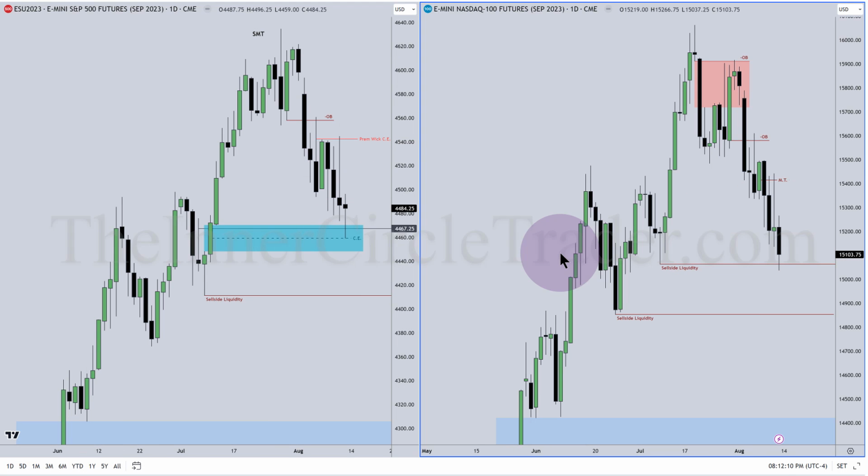Daily chart, E-mini S&P on the left-hand side. Right away, you want to take note of the SMT divergence. Look at your candles, compare all the highs here versus the highs up here, how they were diverging with one another. NASDAQ was unwilling to make the higher high as we saw in the S&P. So that was that cracking correlation.